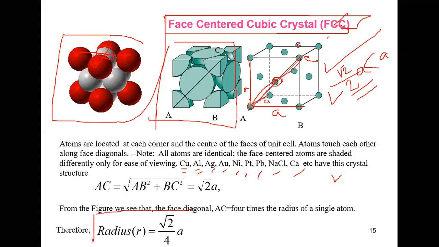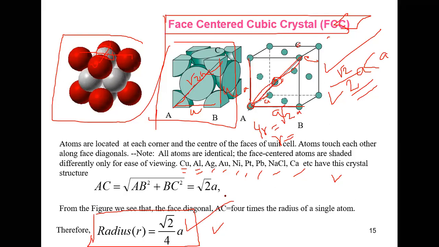So atomic radius will be root 2a by 4. Or if you look at this AC distance, it is root 2a. Why is this root 2a? Because this distance is a, this distance is also a, so this will be root 2a. And along this root 2a, you have one radius, then two radii, the diameter, and also another radius. So 4 radii make root 2a. So one radius will be root 2a by 4. That's the answer.